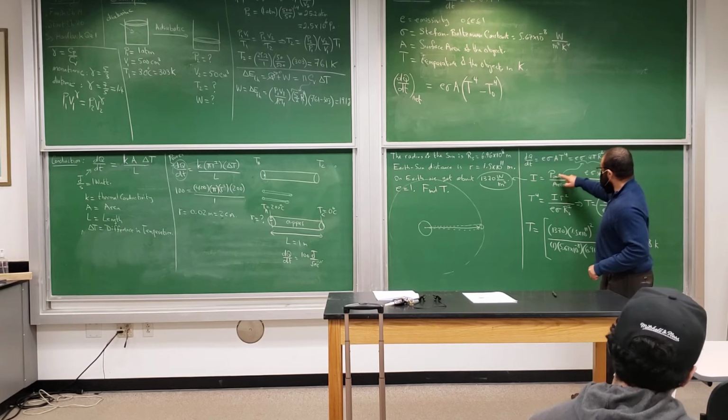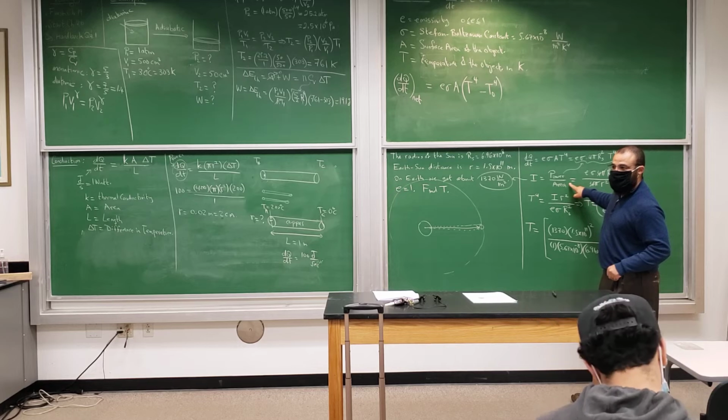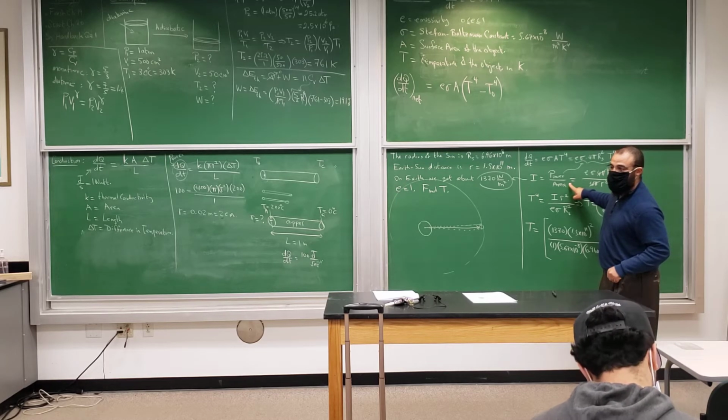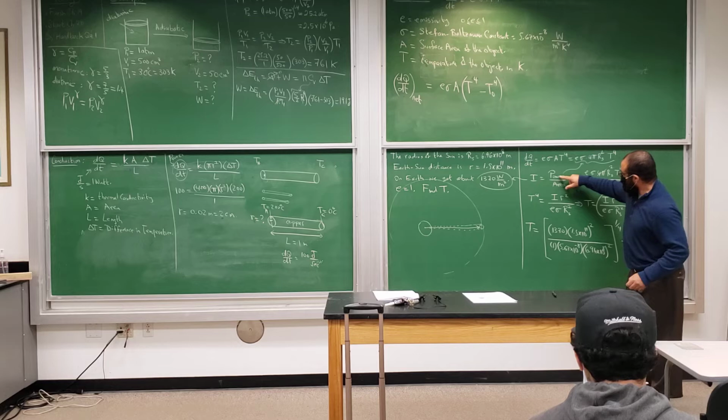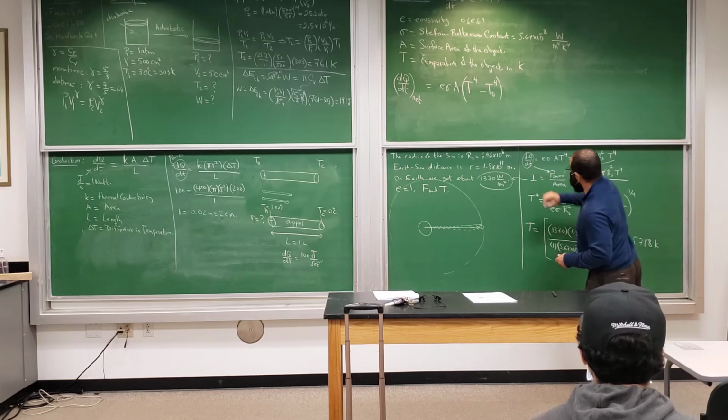I is the power, which is dQ/dt divided by the area. Also, that's what we have in the area. So in other words, the dQ/dt is the power. That is the dQ/dt.